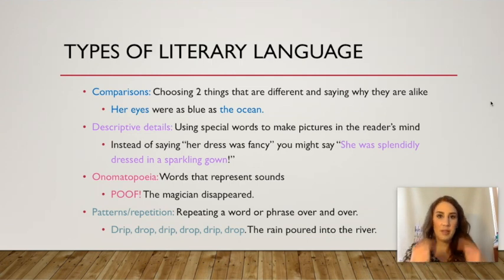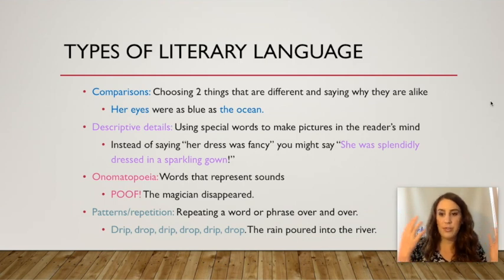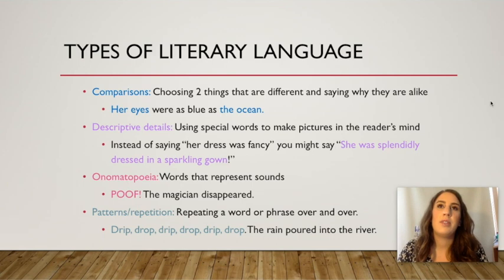So we're thinking about somebody's eyes, and somebody's eyes are obviously very different than the ocean, but we're thinking about the color of her eyes and we're thinking about something we could compare them to. So if we wanted to give our reader a really clear picture of what this person's eyes might look like, we could say they were blue like the ocean, or you could even say like the sky.